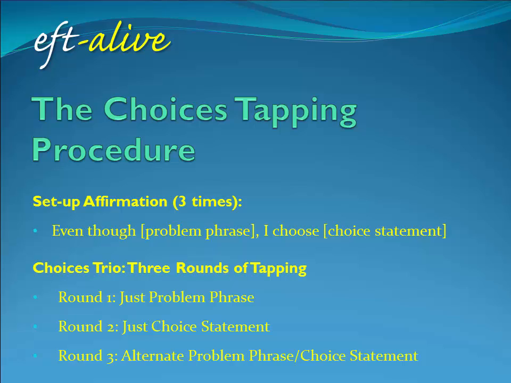The second point would be, I choose to be calm and relaxed when flying. Third point would be, I'm afraid of flying. Fourth point, I choose to be calm and relaxed when flying. Now, depending on how many points you use, if you have an even number of points, it'll come out fine because you always want to end on the choice statement.